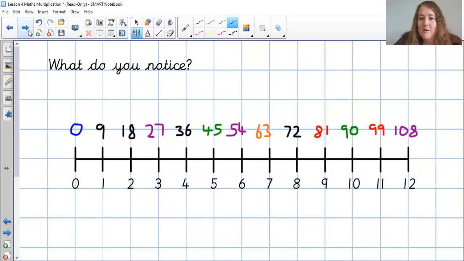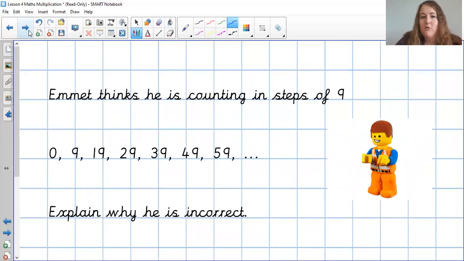Okay, what do you notice about these? Hopefully you'll notice the exact same in there. So I'm going to move straight on to my Emmett. Emmett thinks he's counting in steps of 9 today. 0, 9, 19, 29, 39, 49, 59. Can you explain why he is incorrect? Maybe pause the video at this point, have a think about his numbers not quite seeming like they're in the 9 times table.